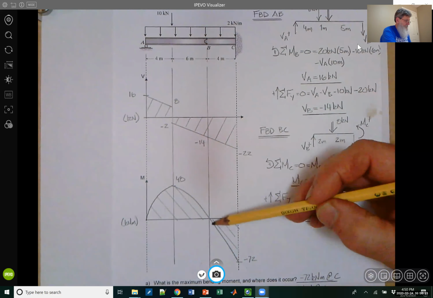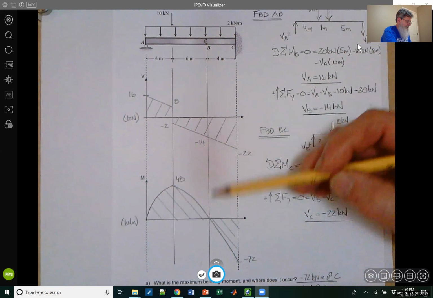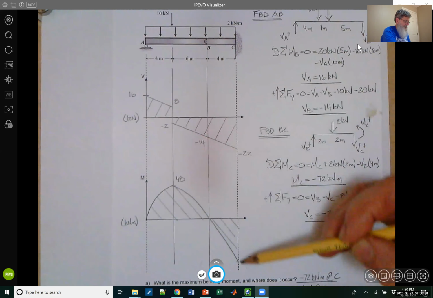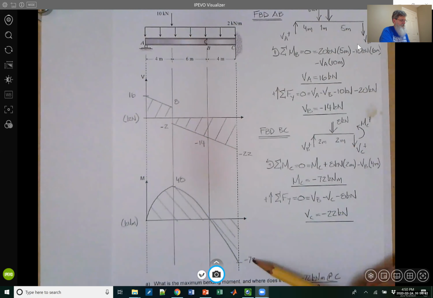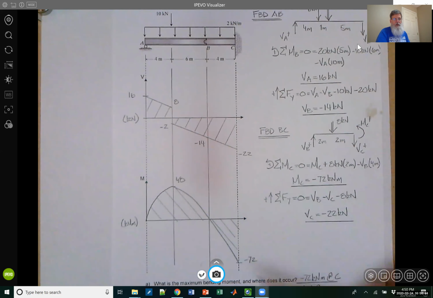The shape, well, this slope is negative 14 here and increases. I know I didn't really draw it that way, but it really should increase. Obviously, this 72 is much larger than 48, so this diagram's not to scale.